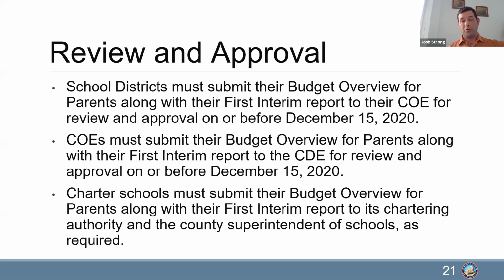So in terms of review and approval, school districts are required to submit their budget overview for parents along with their first interim report to their COE for review and approval on or before December 15th. County offices are required to submit their budget overview for parents with their first interim report to the CDE for review and approval on or before December 15th. And charter schools must submit their budget overview for parents with their first interim report to the chartering authority and the county superintendent of schools as required as part of the oversight.